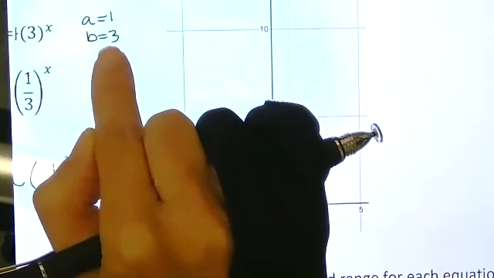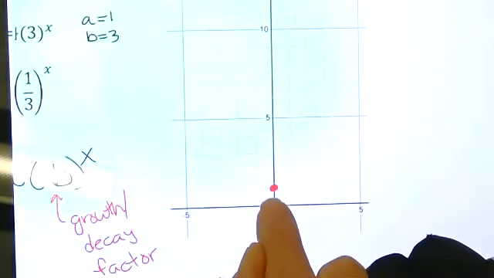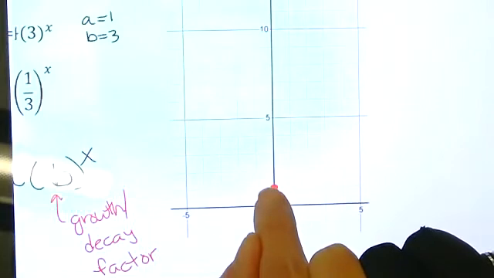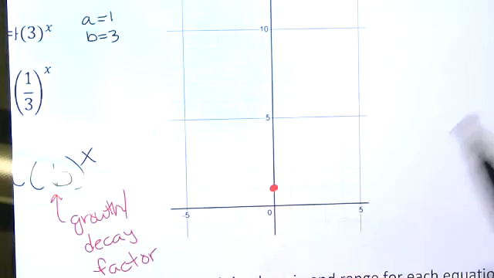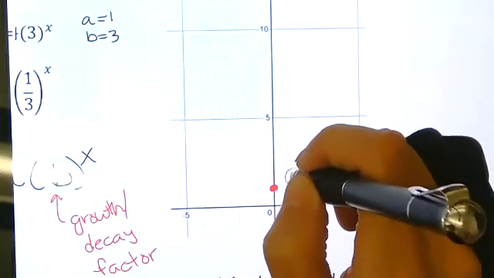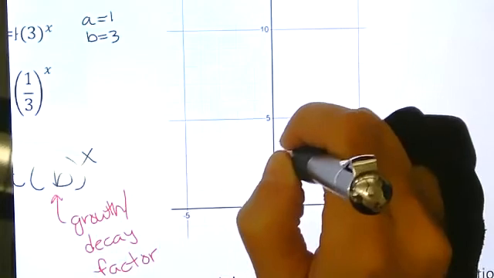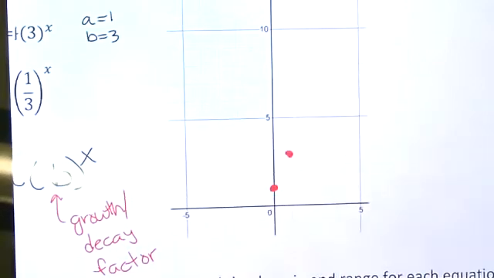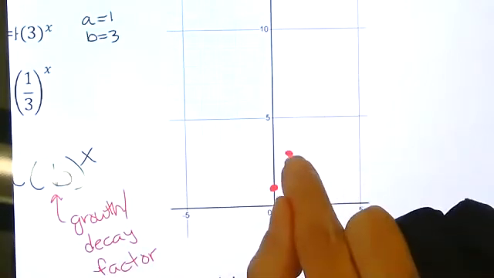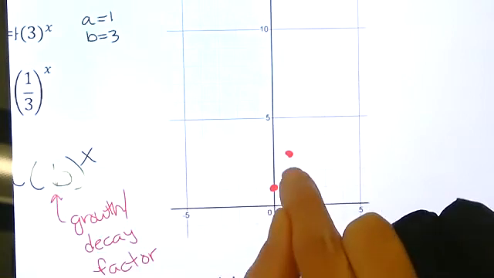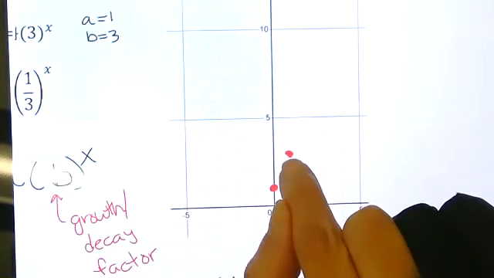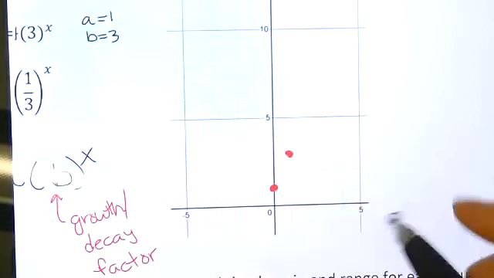A factor of 3 means I am going to go to this number here, 1, and multiply it by 3. So my next y value is 1 times 3, which is 3. I move over to my next x, and my next y is 3. Now I'm going to multiply by 3 again. That's going to give me 9.